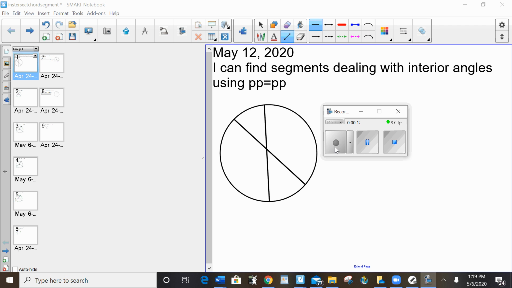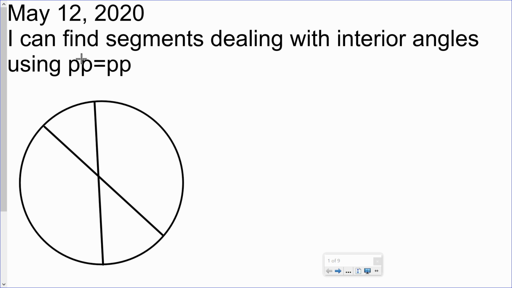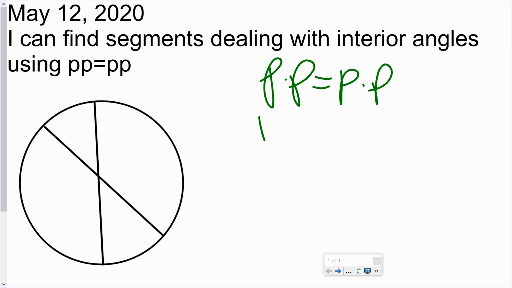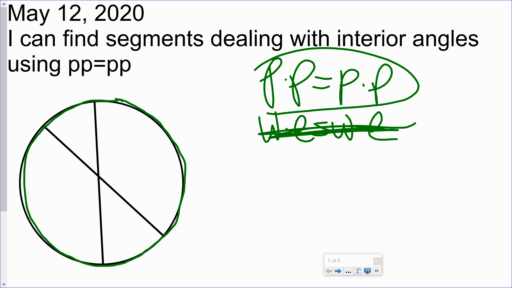So we said yesterday the two segments rules are PP and wee. We said yesterday whole times exterior equals whole times exterior is wee. Do I see any exterior angles in this picture? No. So I'm not going to use the wee, which has the exterior. I'm going to use the PP.